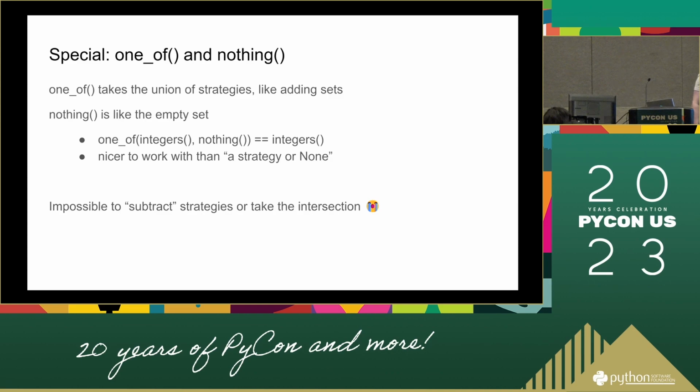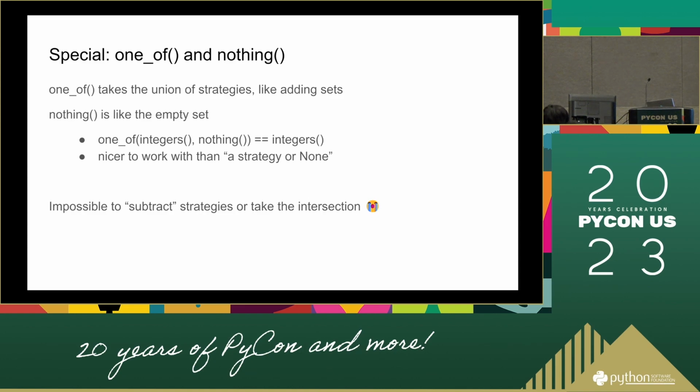When you want to combine strategies, one_of is just the union of those strategies. So we saw this way back at the start, where we wanted to generate integers or floats, or lists of integers or floats, or lists of strings. That was using the one-of strategy. And then nothing is kind of special here.